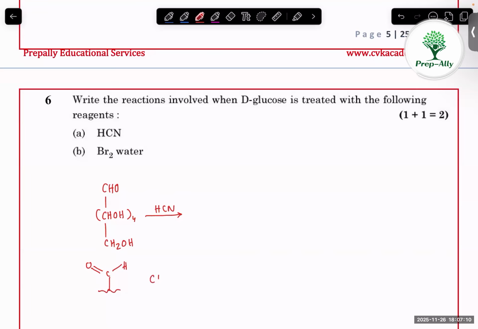So this CN minus from the HCN will attack here, and the reaction will happen something like this. But mechanism and all you don't need to worry. What will happen is CH will be there, one CN will be there, and O minus. Here, I told you, oxygen is having one extra electron. So this will absorb some H plus from somewhere in the surrounding, and it will get CH(CN)OH. We call this one a cyanohydrin.